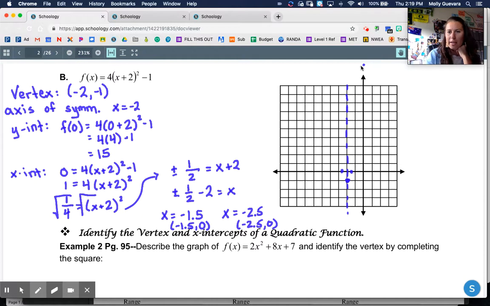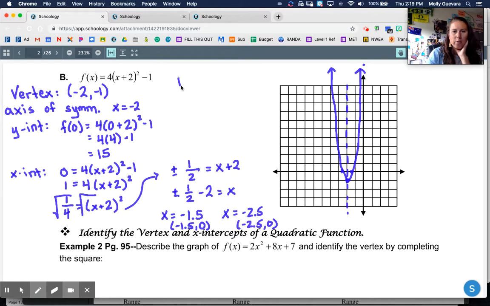And again, I know I can't cross the y-axis until way up there. So it's actually, oops. My bad. It's actually doing something like this. And it's super, super, super, super, super narrow. So there's my graph.